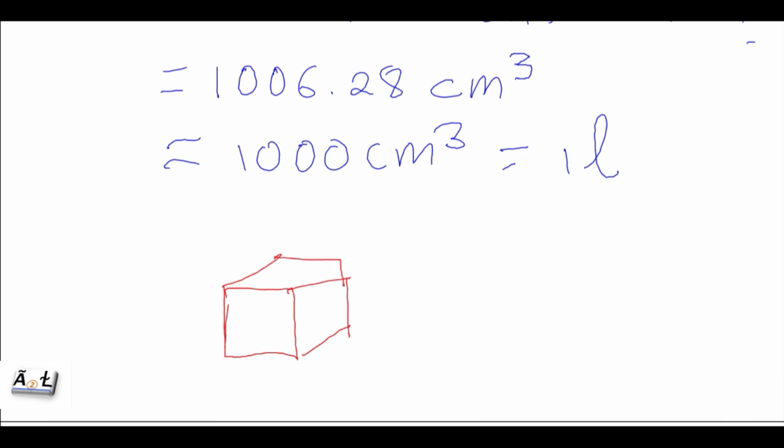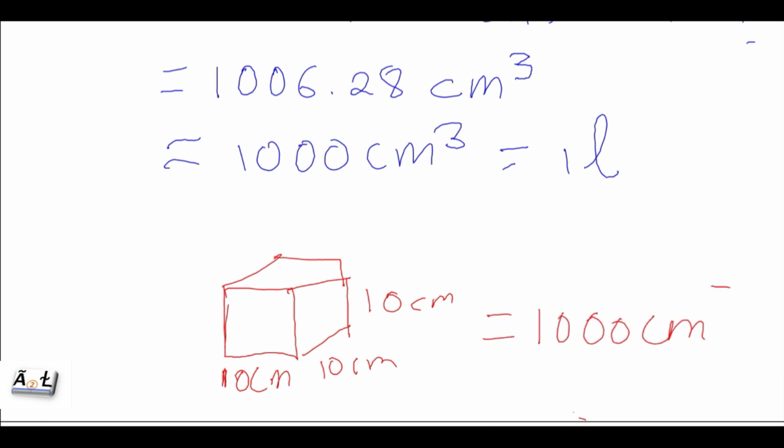That is 10 centimeters, 10 centimeters on all sides. So this is 10 centimeters cubed. It's equivalent to 10 times 10 times 10, which gives you 1000 cubic centimeters. That's the volume.